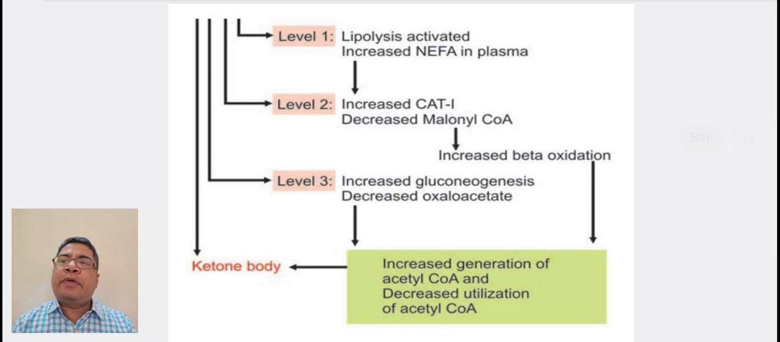In this diagram, we can see the three levels of ketogenesis. Level 1 includes lipolysis activated and increased non-esterified fatty acid in plasma. Level 2 is increased carnitine acyl transferase 1 and decreased malonyl-CoA, which further increases beta oxidation. Level 3 is increased gluconeogenesis and decreased oxaloacetate. All the three induce increased generation of acetyl-CoA and decreased utilization of acetyl-CoA. This leads to ketone body synthesis.